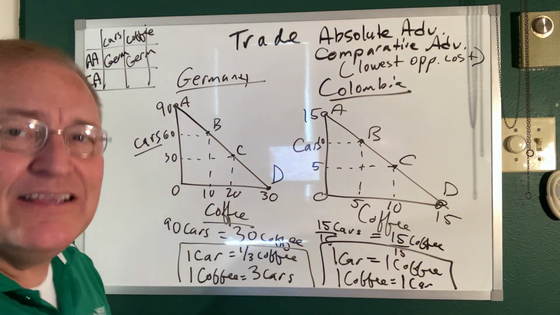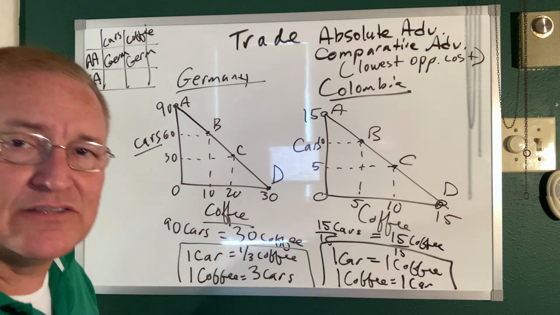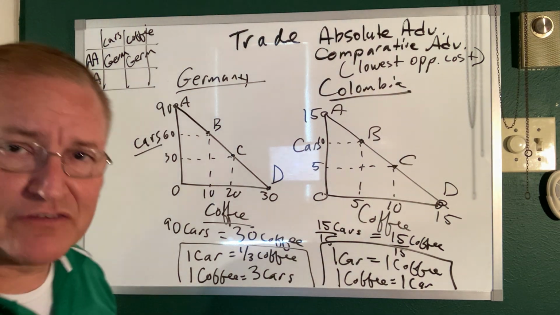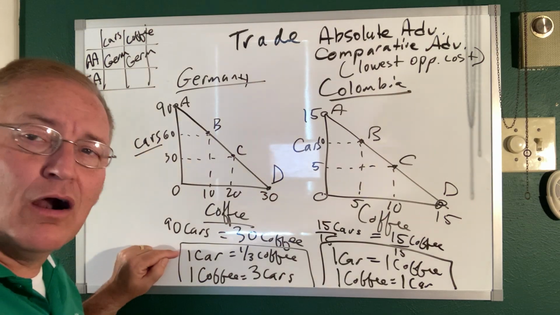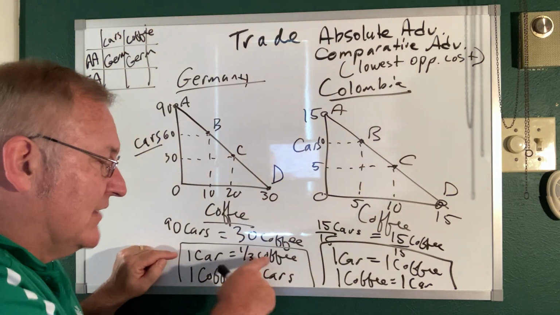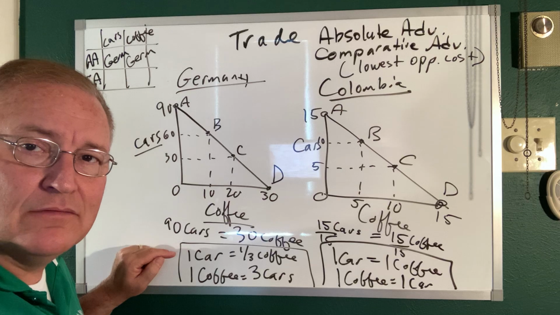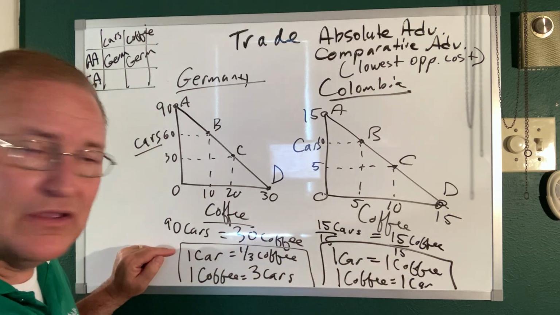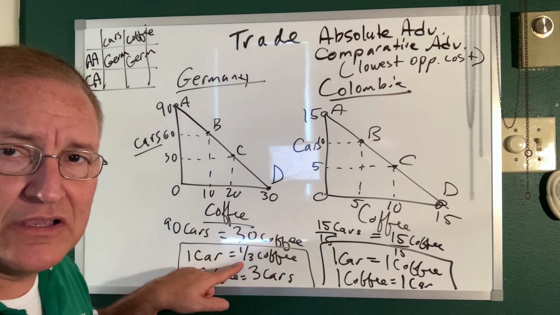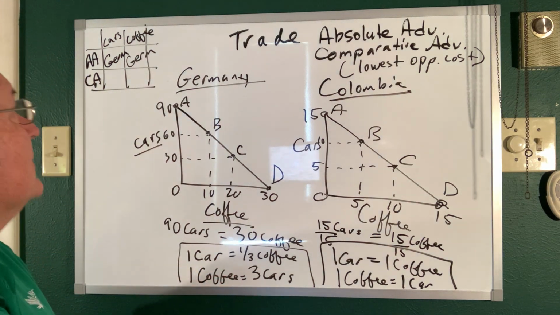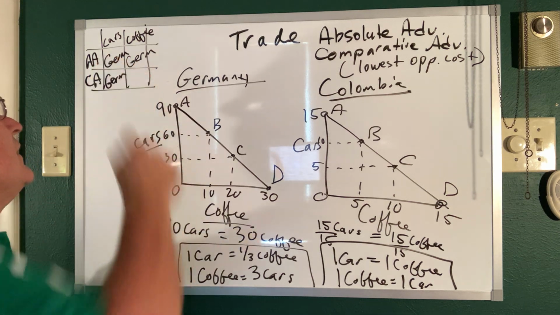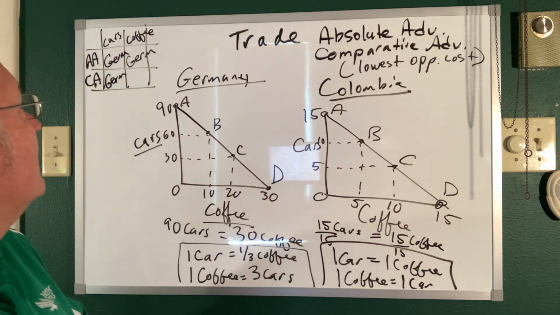So now it's easy to look at and assess the comparative advantage, because who has the comparative advantage in terms of cars? Well, to gain a car, Germany only has to give up 1/3 of a coffee. But to gain a car, Colombia has to give up 1 whole unit of coffee. So this is the lowest opportunity cost. So Germany has the comparative advantage in the production of cars.